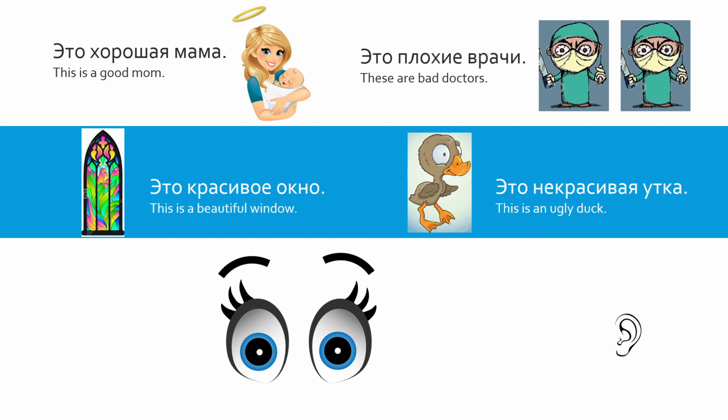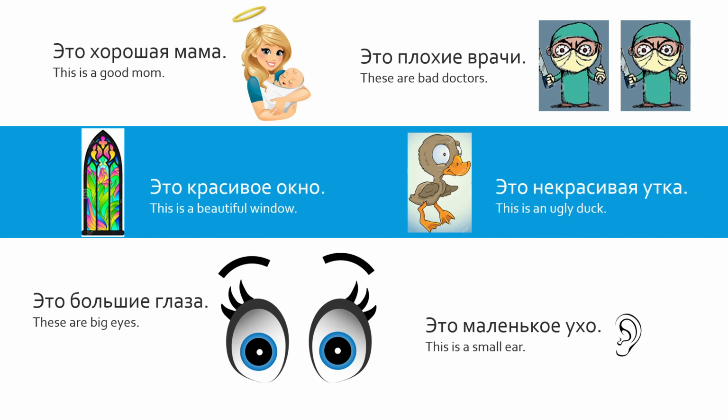Okay. Bottom left, you've got eyes, that's plural, глаза, and they are big. So how would you say, these are big eyes? Это большие глаза. These are big eyes. And then finally, we've got a small ear. Ear is ухо, and it is neutral. So, это маленькое ухо. This is a small ear. Notice how we use маленькое in the neutral form.